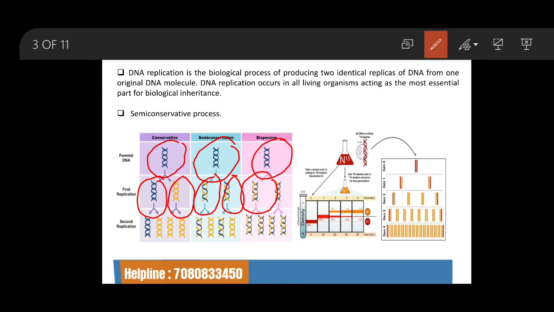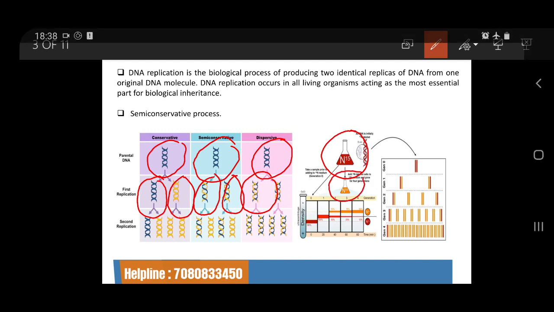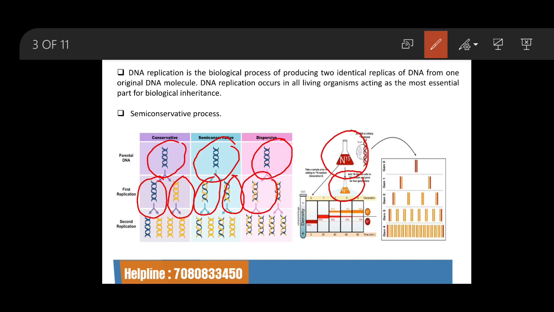Now, in which way does DNA replication occur? That was a big question, and that question was answered by the experiment of Meselson and Stahl. In their experiment, at first they grew the cells of E. coli in N15 medium. After that, they grew those cells of E. coli in N14 medium. Now, N15 is the heavy isotope of nitrogen and N14 is the light isotope.